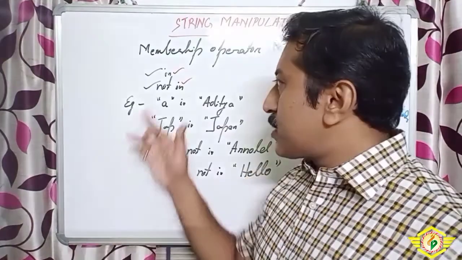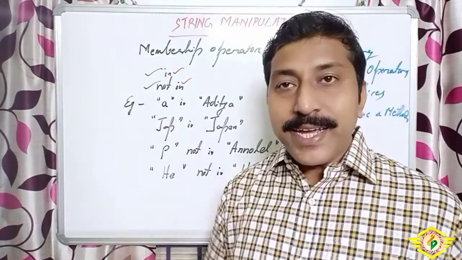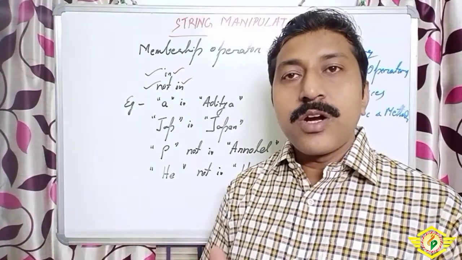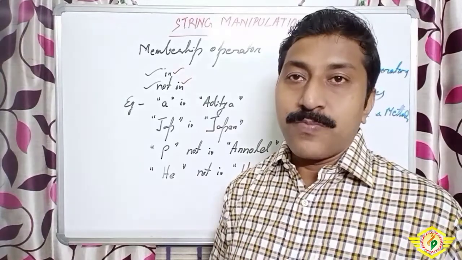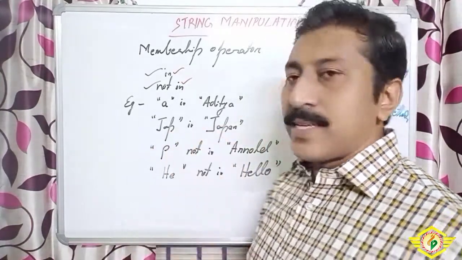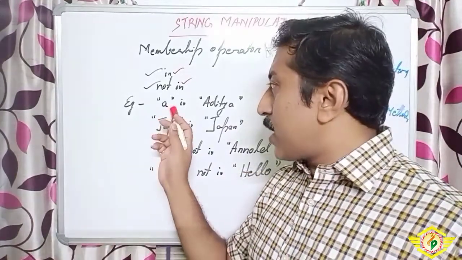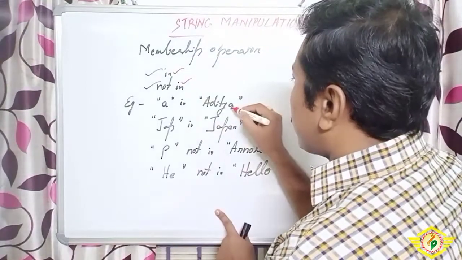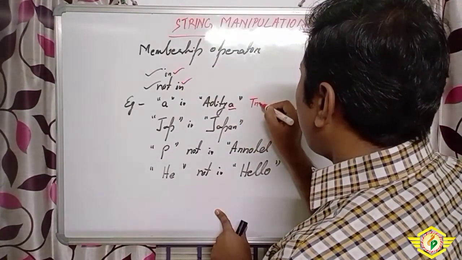In a similar way, just the opposite of in: not in. If it is not present, it will be true, and if it is present, it will be false. Okay, so let us take one example. Example: 'a' in 'Aditya'. Is this letter 'a' present in the word Aditya or not? Yes, it is present, so the output will be true.